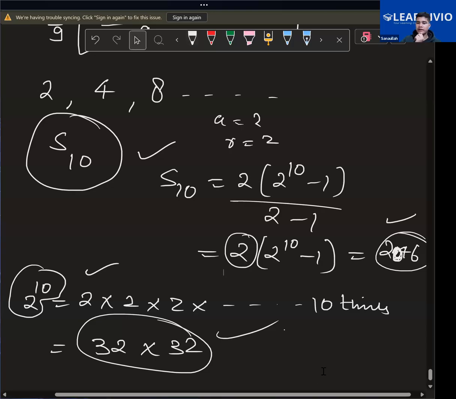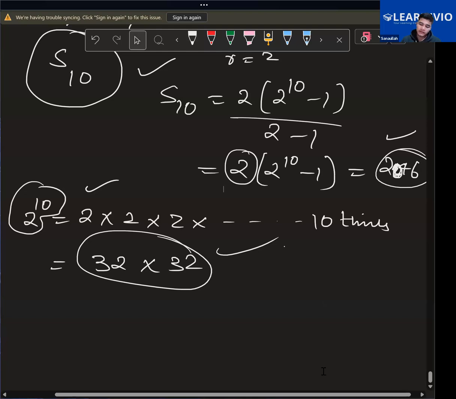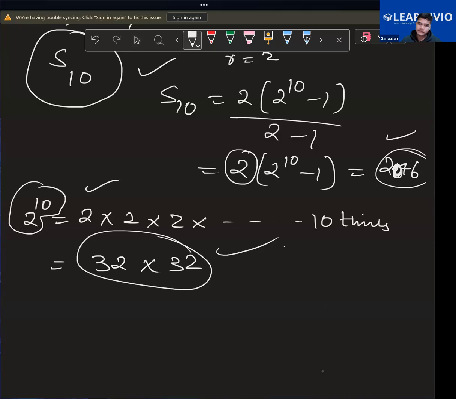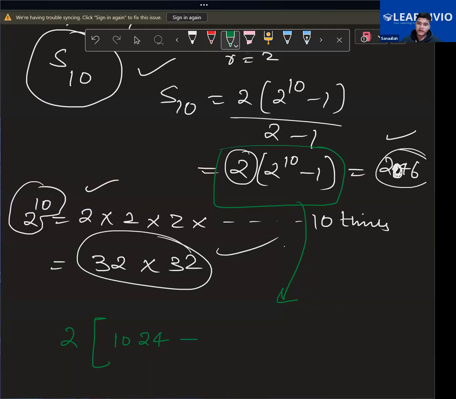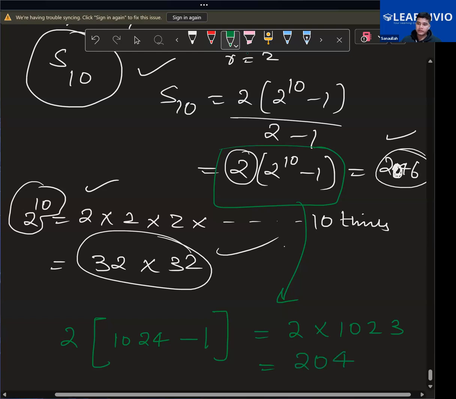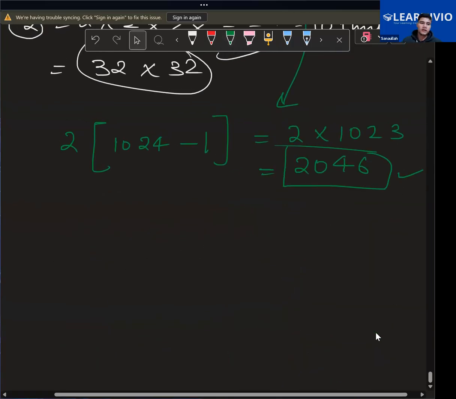So you need the complete solution. Okay, wait, hold on. What is 2 power 10? It is 1024. So this is 2 times (1024 minus 1), that is 2 times 1023. When you solve this, you will get 2046. Okay? So this is our final answer.